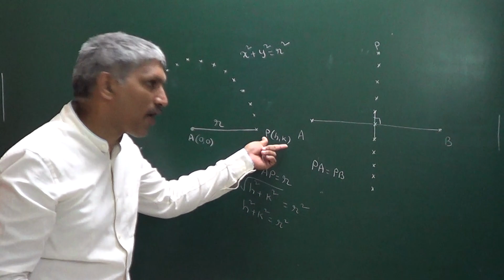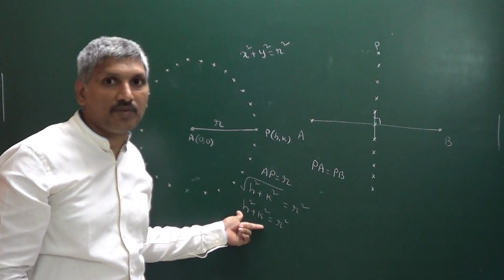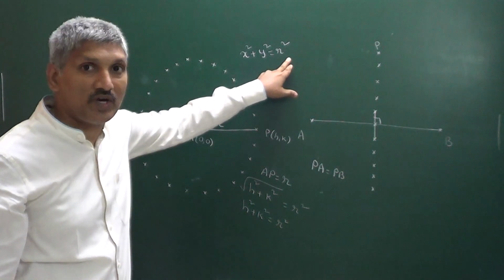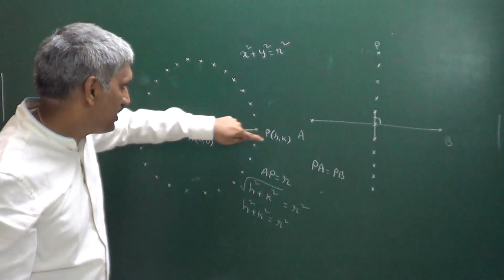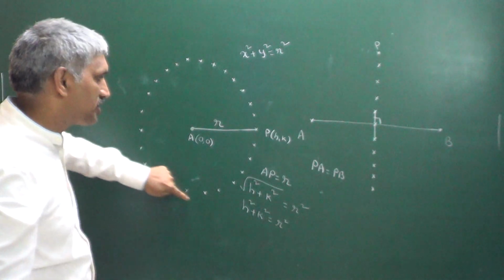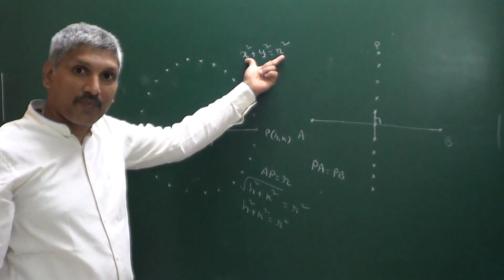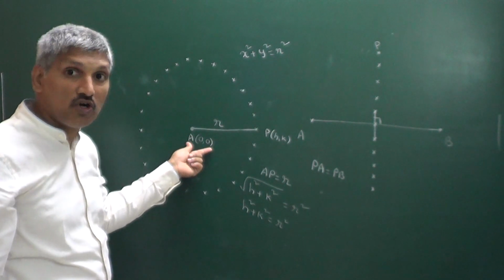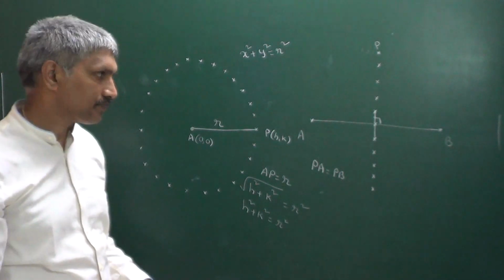We took one point h comma k, so that h comma k is replaced with x comma y. So x square plus y square is equal to r square represents this locus equation. What is this locus? A circle. So this represents the equation of a circle with center 0 comma 0 and radius equal to r.